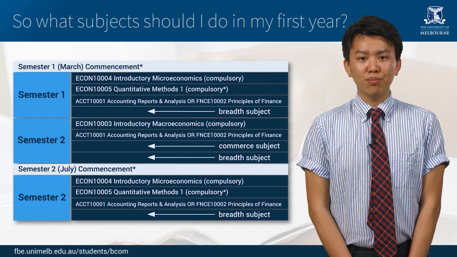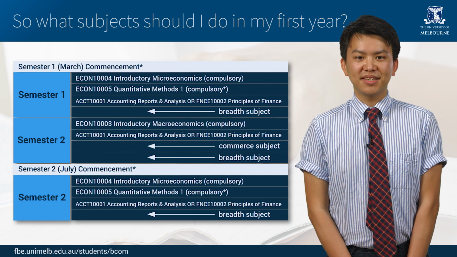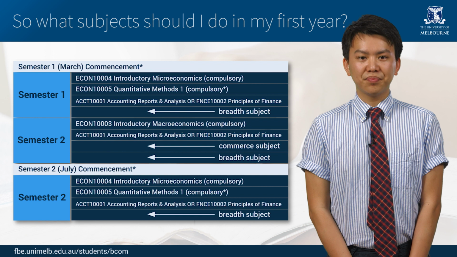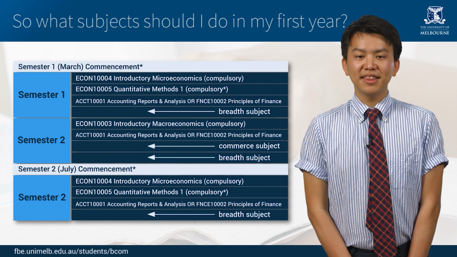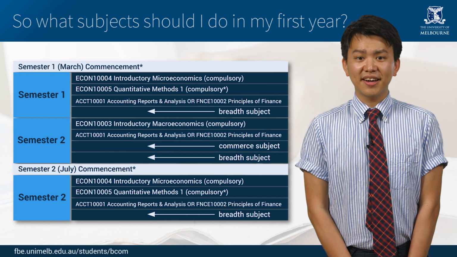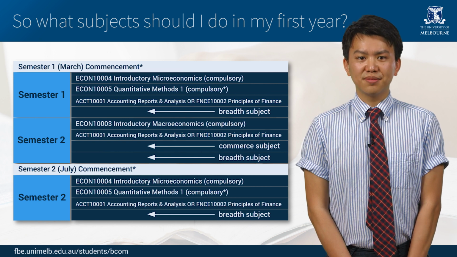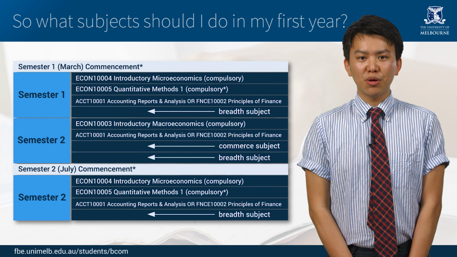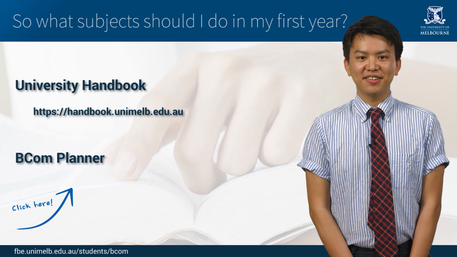If you have an idea of what major you would like to pursue, check the BCom planner and see which Level 1 subjects you need to take to start that major. It's okay if you don't know which major you would like to do. The great thing about the BCom is that you get to try different Level 1 subjects before deciding which major you would like to do. With your last subject for your first semester, you might want to add another Commerce elective or a breadth subject. Not sure which one? Check out the University Handbook.